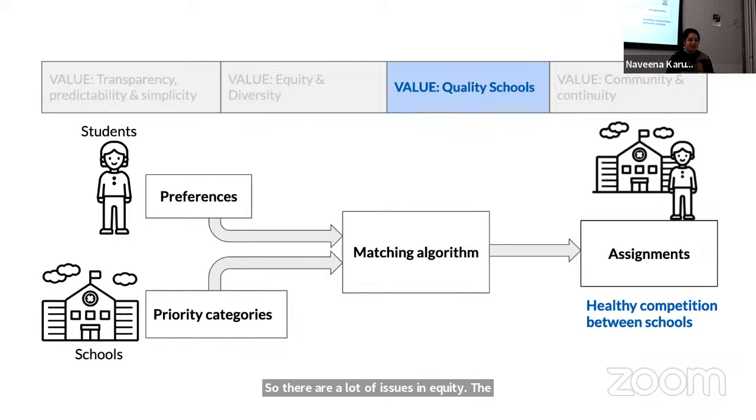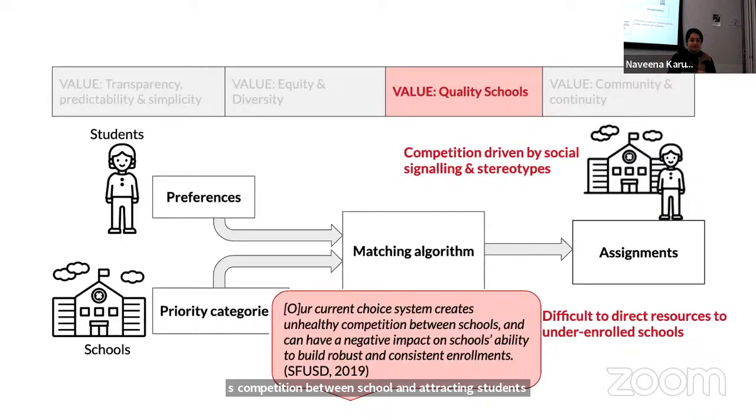The third value was quality schools. The economics literature loves to talk about how competition is going to increase quality, right? We think that if there's competition between schools in attracting students, that's automatically going to increase the quality of the schools. What we found was that actually the competition we saw was driven heavily by social signaling and stereotypes. And because these are public schools, they can't really attract resources to themselves if they're under enrolled and not performing that well.